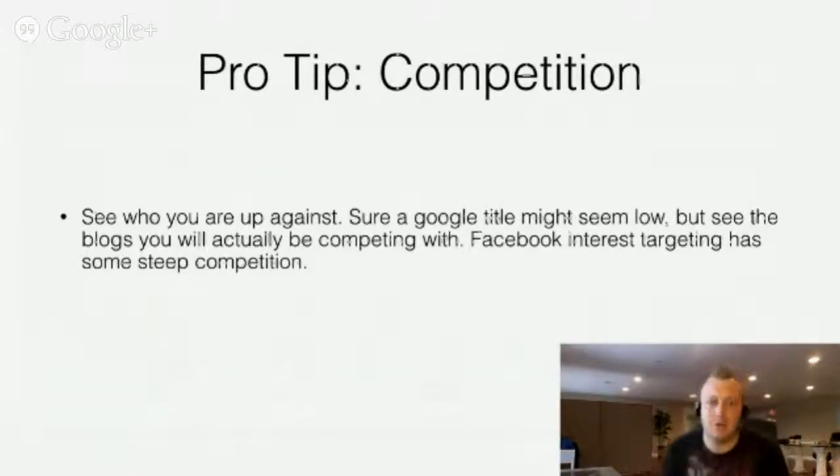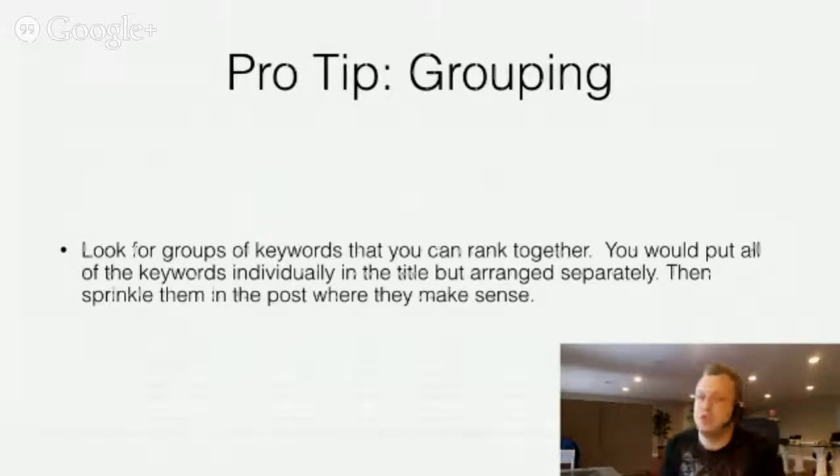So pro tip, competition. You want to see who you are up against. Sure, the Google allintitle count might seem low, but see the blogs that you will actually be competing with. Facebook interest targeting has some really, really steep competition. Pro tip number 2 is grouping. Look for groups of keywords that you can rank together, that you can optimize one page or one video for. You would put all of the keywords individually in the title, but arrange them separately. Then sprinkle them in the post where they make sense.